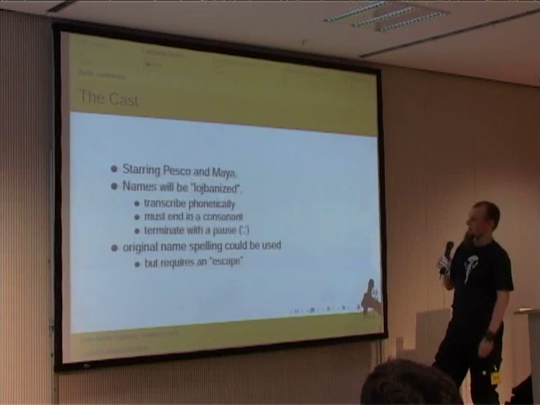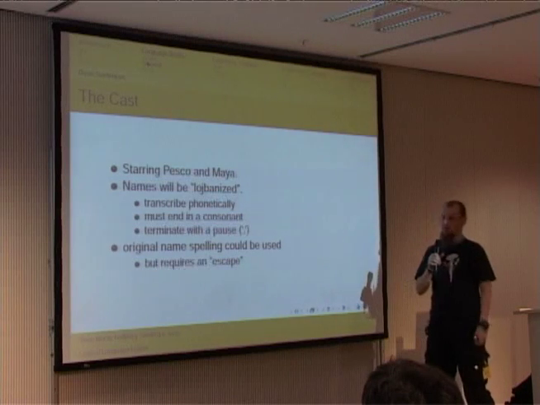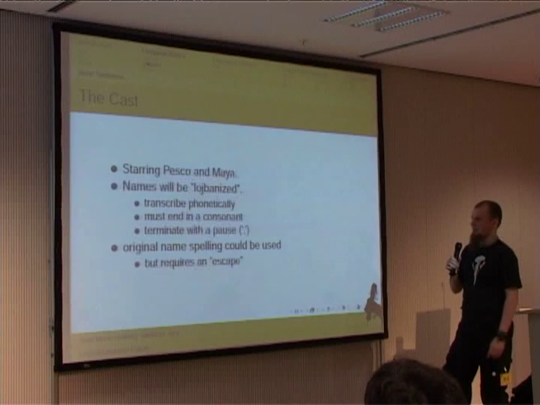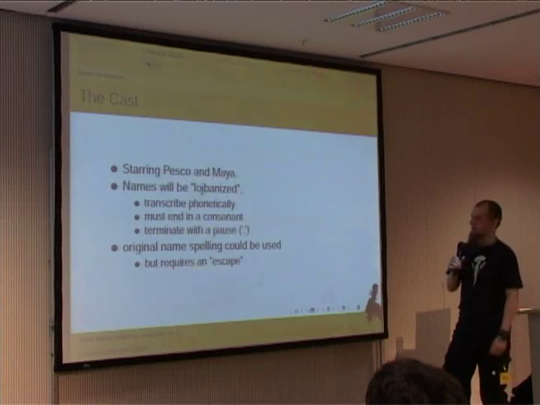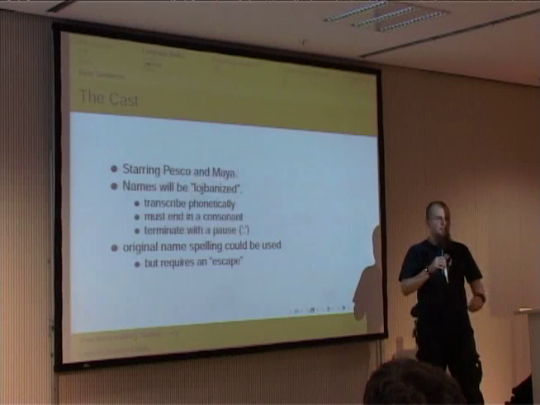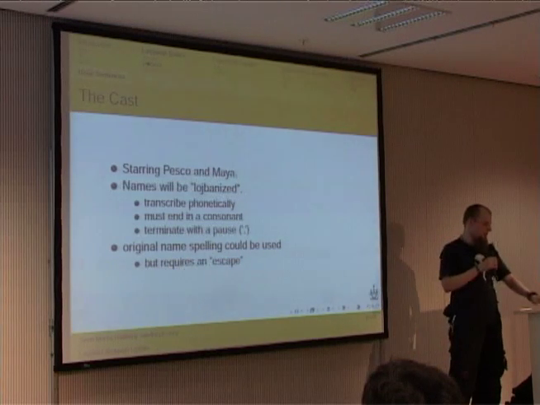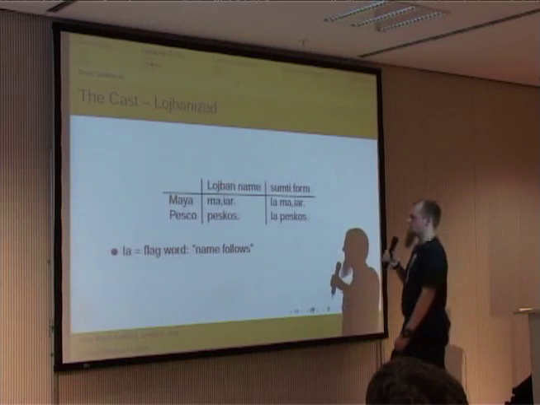So how do you Lojbanize a name? You transcribe it phonetically, just use the letters so it sounds right in the end. And there's two restrictions. It must end in a consonant. This is just something that the grammar says. And it must end in a pause, because you have to know where the name ends, on which consonant is the end of the name. So you have to put a pause there. So doing this, this is the result.